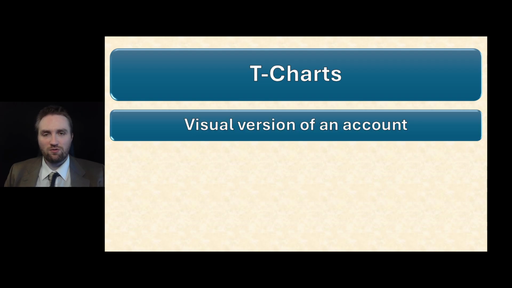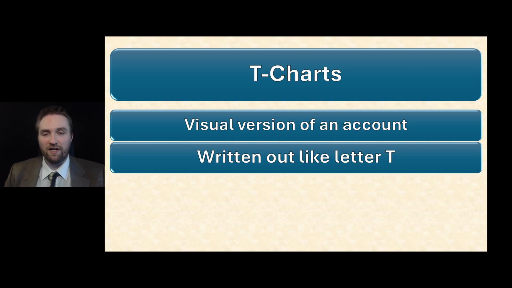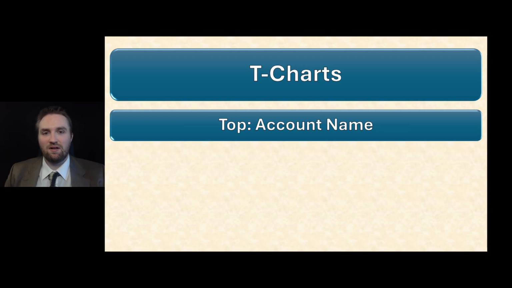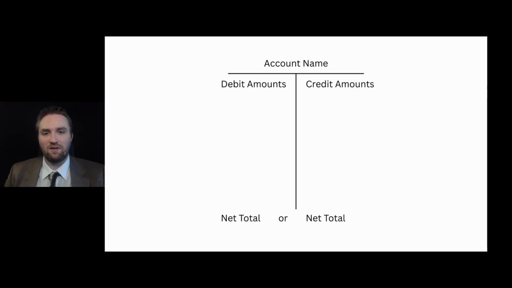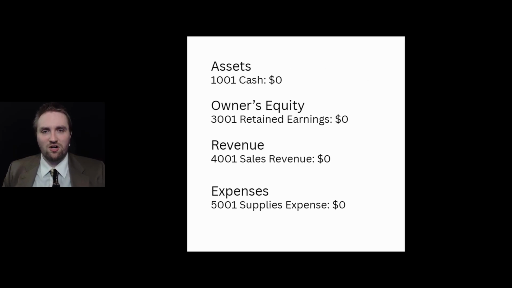T-charts are the visual representation of an account. They're used as a way to easily view the balance history of an account. You can think of looking at an account's T-chart like using a magnifying glass on the account. When written out, T-charts look like the letter T, with the account name on the top, debits on the left, credits on the right, and the net total at the bottom. Let's do 2 transactions to introduce the concept. And let's say before doing these transactions that Cookies Galore has this hypothetical, very basic chart of accounts.